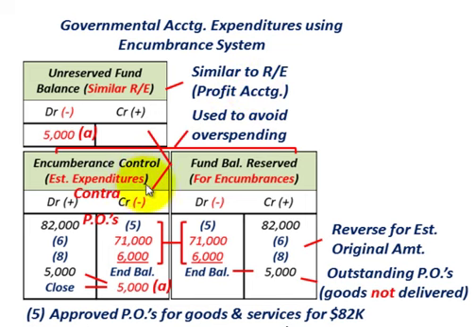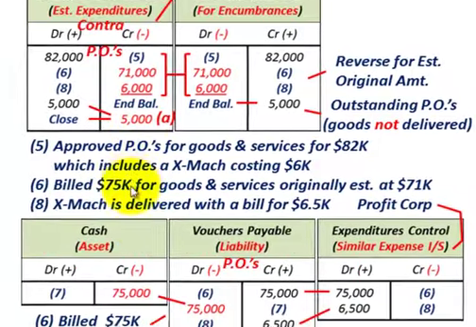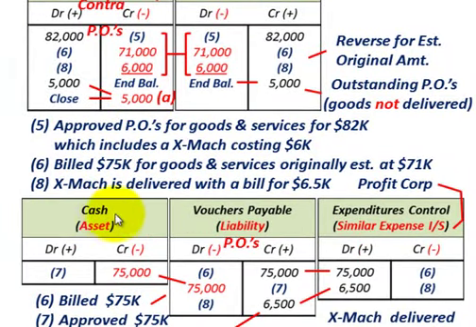Okay, so along with this encumbrance system here, we'll go down and look at our other accounts that we have to deal with here. Of course, we're going to have our cash account here for expenditures, and then as our liability here, we're going to have vouchers payable, and then moving over to our expense that we're actually recognizing here, that would be our expenditures control, and that would be similar to expense here on the income statement for a for-profit corporation.